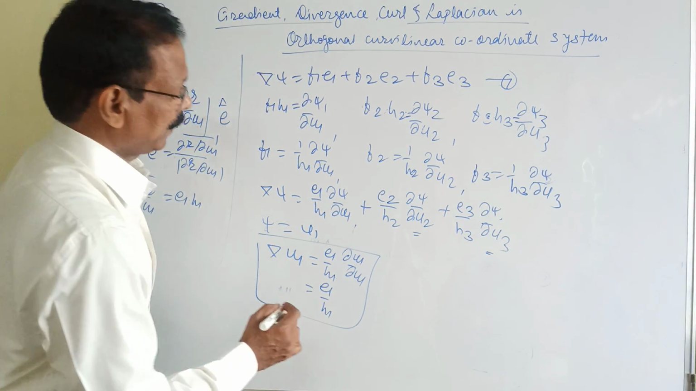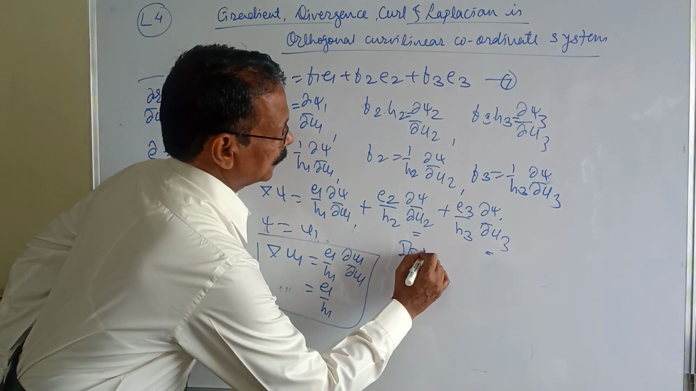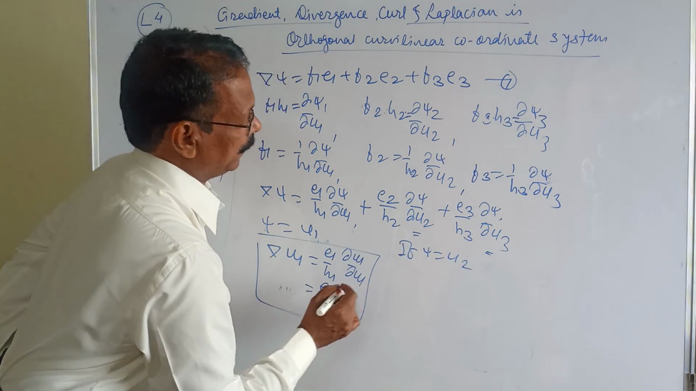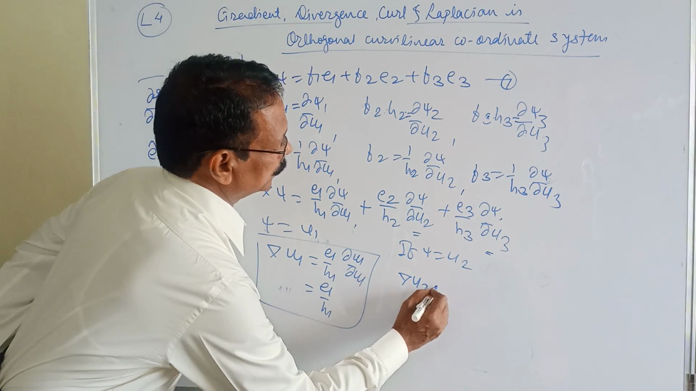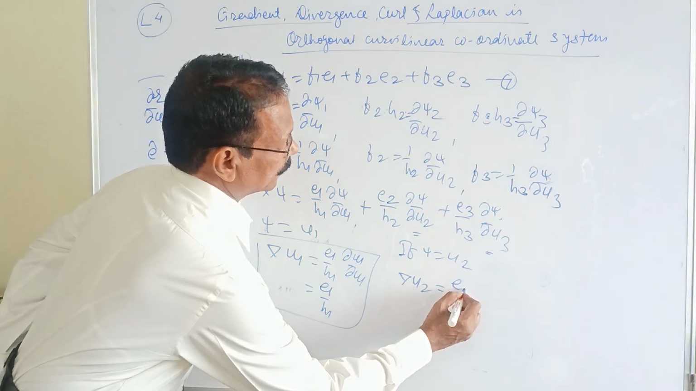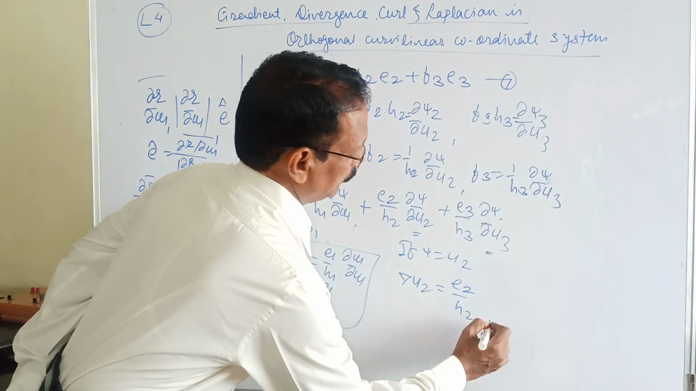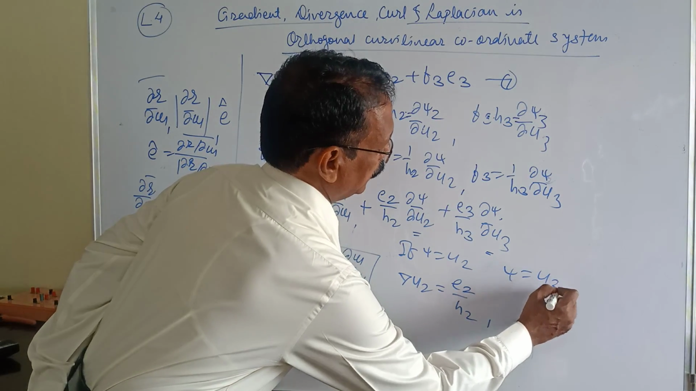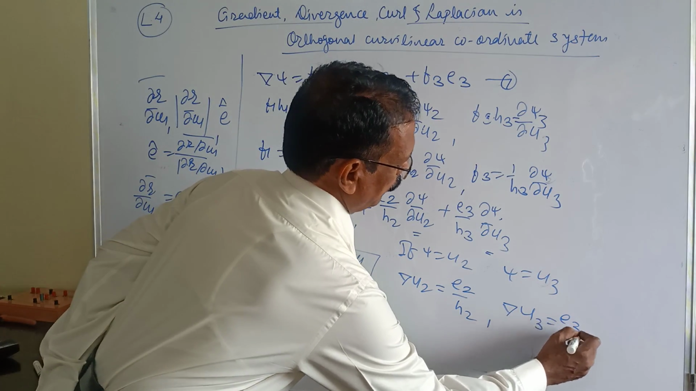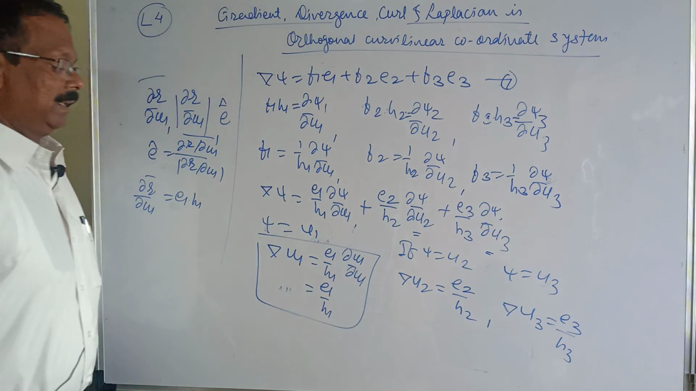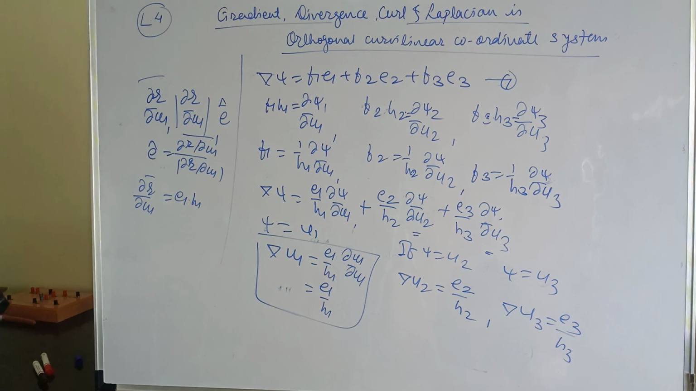Similarly, if ψ is equal to u2, then ∇u2 is equal to e2 upon h2. And if ψ is equal to u3, then ∇u3 is equal to e3 upon h3. So these are the equations of ∇u1, ∇u2 and ∇u3.